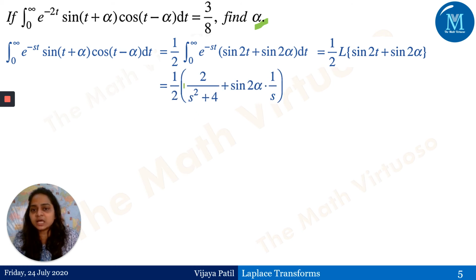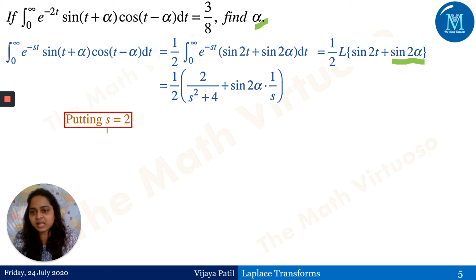What will happen here? This is 1 by 2 times 2 upon s square plus 4, which is nothing but the Laplace transform of sine 2t. And what will happen here with sine of 2 alpha? Sine 2 alpha is a constant with respect to t, and therefore it will come out of the Laplace sign and you will have Laplace of 1, and we know that Laplace of 1 is 1 by s, and that's why it has come here.